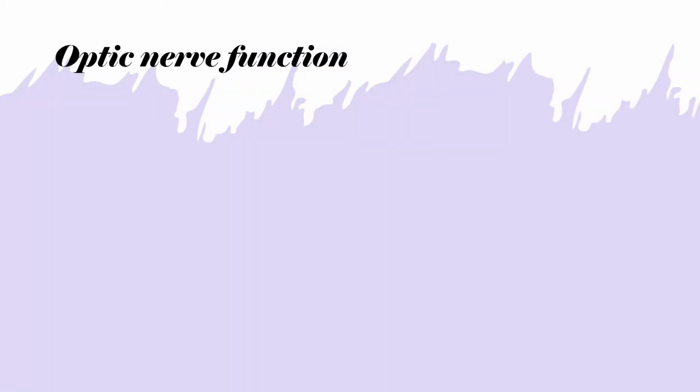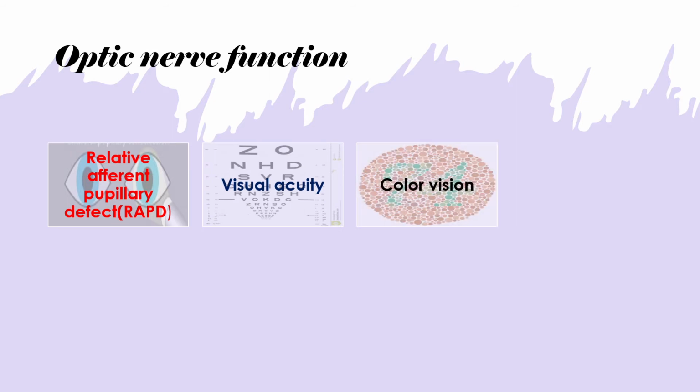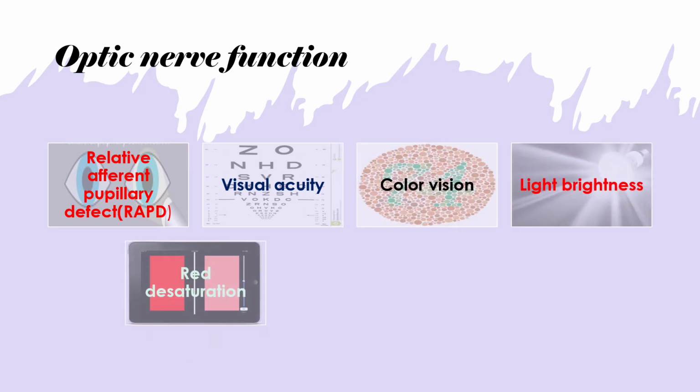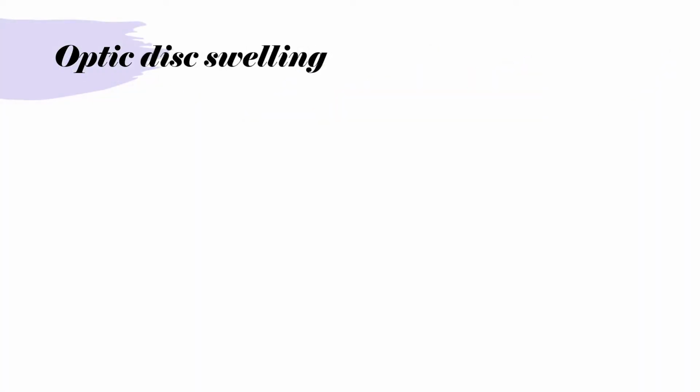Apart from examining the appearance of the optic disc, there are several tests that can be performed to evaluate the optic nerve function. They are the relative afferent pupillary defect, visual acuity, color vision, light brightness, red desaturation, visual field, and also contrast sensitivity. Now let's move on to optic disc swelling.